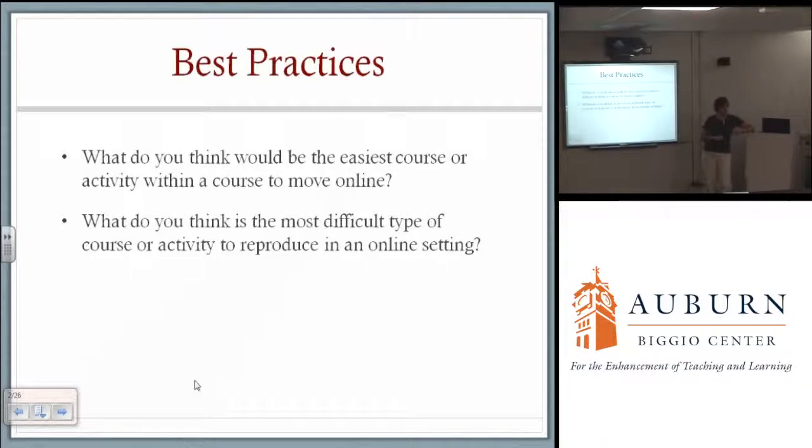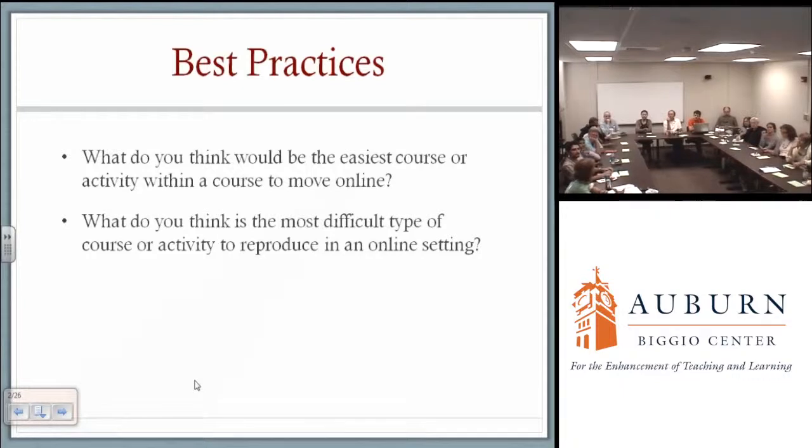This says basic fundamentals on one side and complex interactions on the other. So I would say that basic fundamentals would be the easiest to move online, and the most difficult would be complex interactions. Perfect. Yeah, I would have to agree that that's probably right.